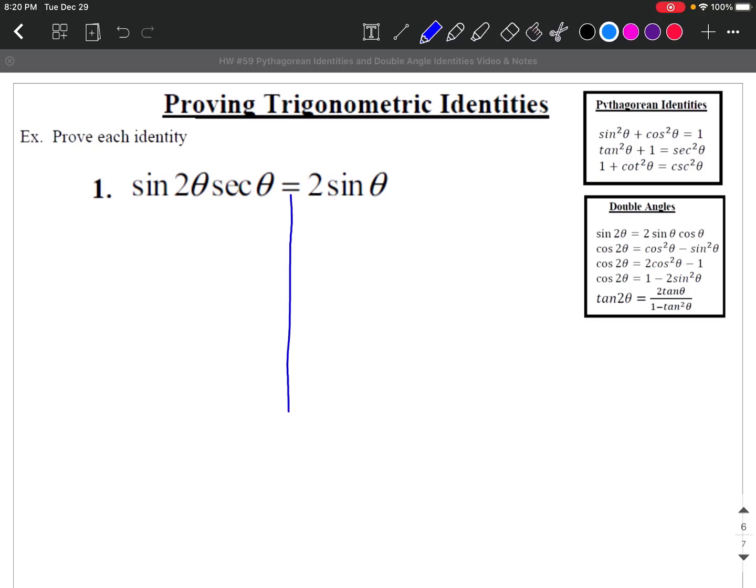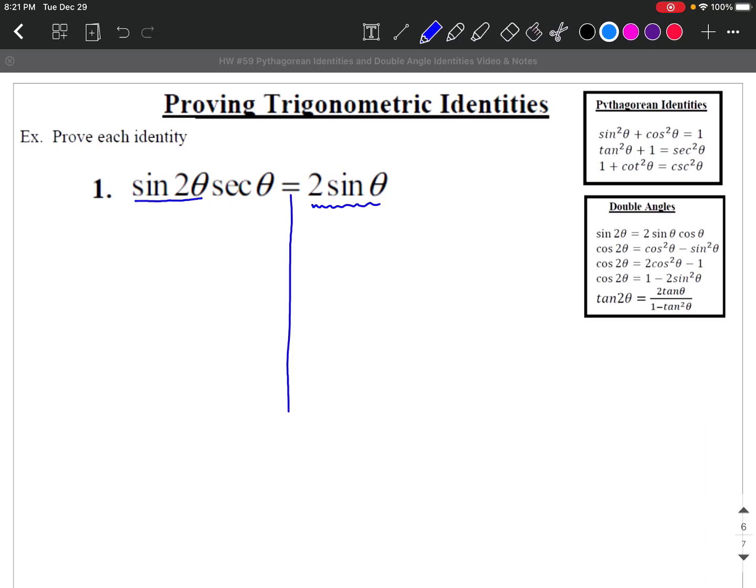Now, if you notice, this right-hand side, that's not getting any simpler. 2 times sine theta. You cannot simplify sine theta any more than that. That right-hand side is as simple as it's going to get. So we're going to look at this left-hand side, and we're going to try to simplify it and make it look like 2 sine theta.